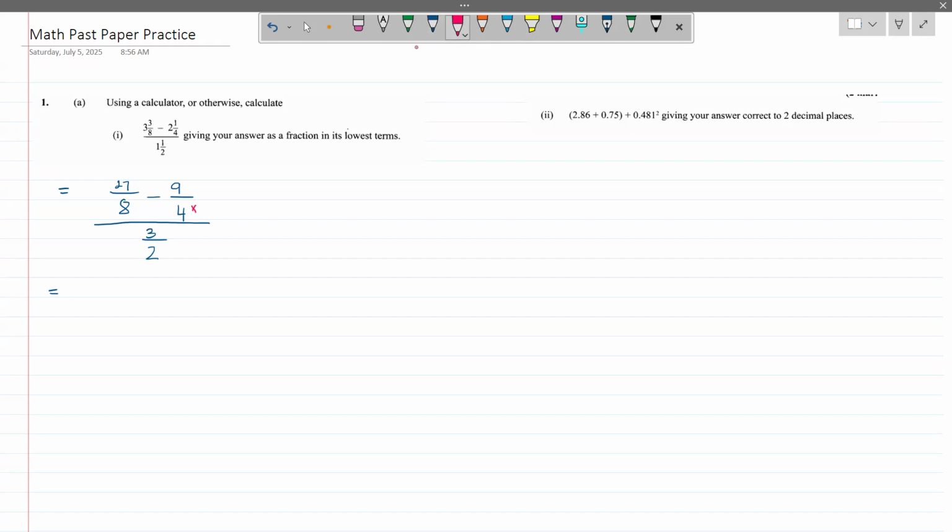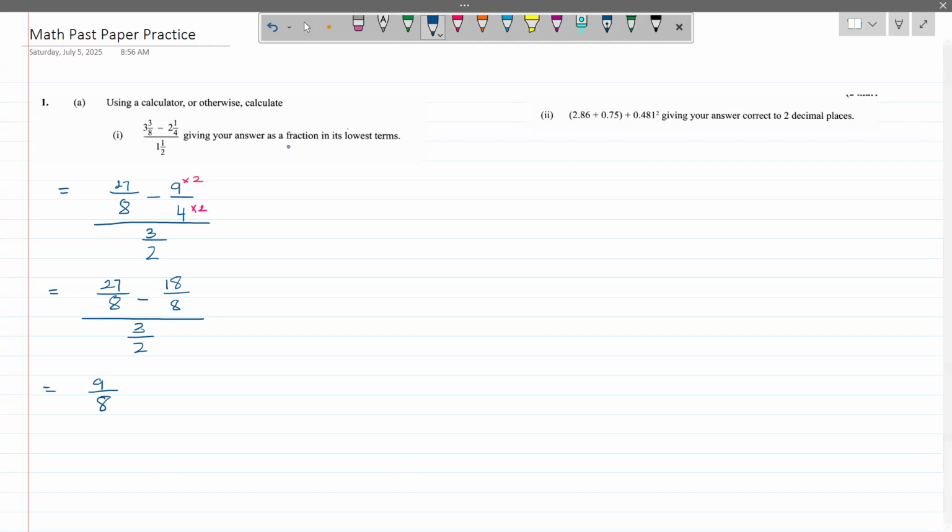That means that I'll multiply 4 by 2 to change this to 8. And if I'm multiplying here by 2, I also need to multiply up here by 2. So look at what will happen. We'll have 27 over 8 minus 9 2s are 18 over 8. Now that the denominators on top here are the same, it's easy for us to subtract 18 from 27, right? And that's going to give us 9 over 8.